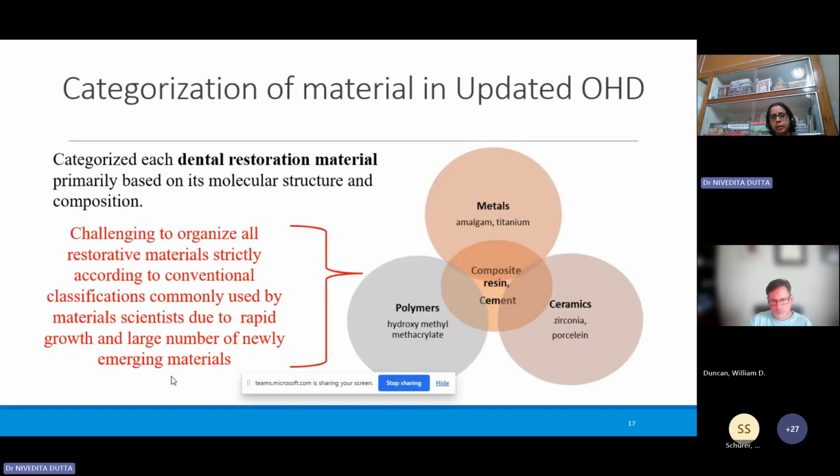So from all those surveys, we found some requirements to represent dental restoration material. And this is the result of our representation. We first categorized each dental restoration material primarily based on its molecular structure. Initially we followed the material science perspective, dividing all the materials under metal, polymer, and ceramic. But presently there are a huge number of materials which we could not categorize under just metal, polymer, or ceramic, but which are combinations of them. So we created distinct classes for those, like composite resins and cements.